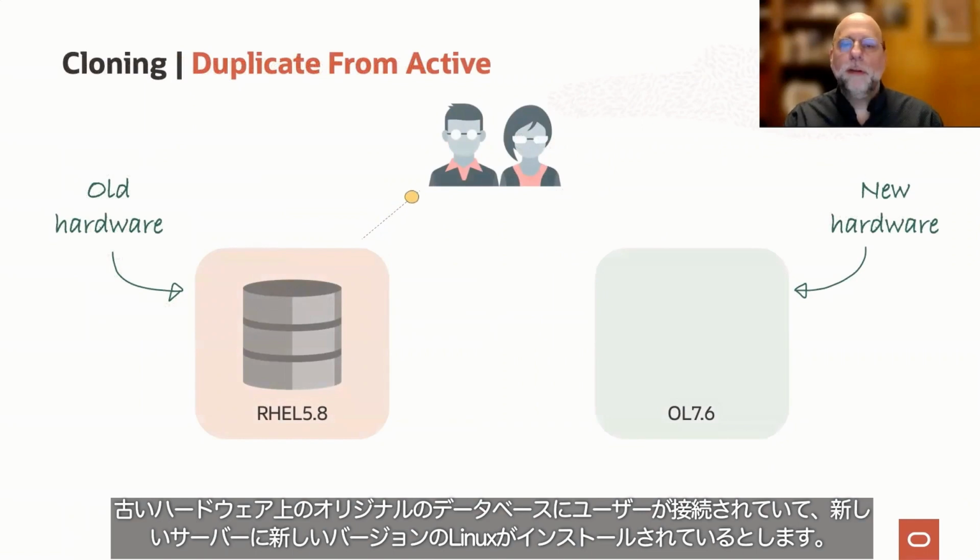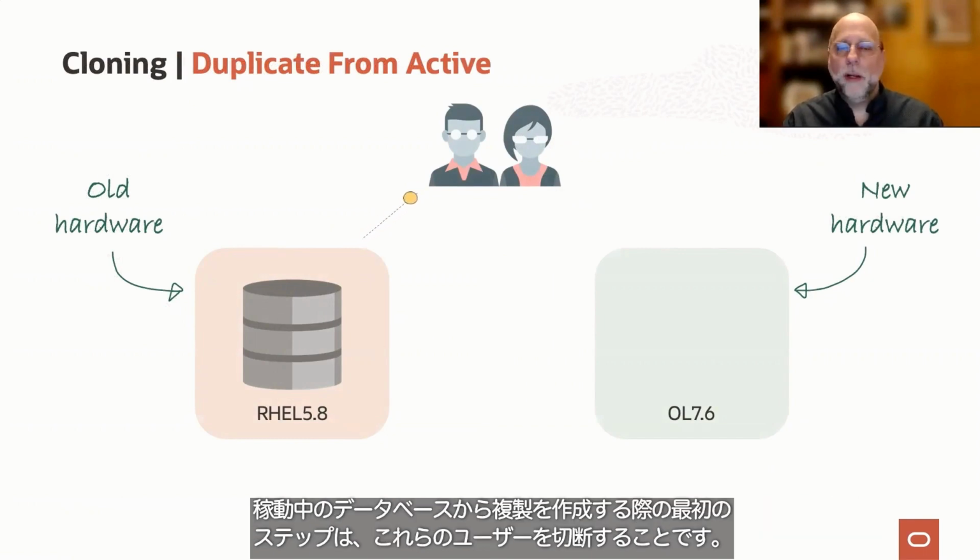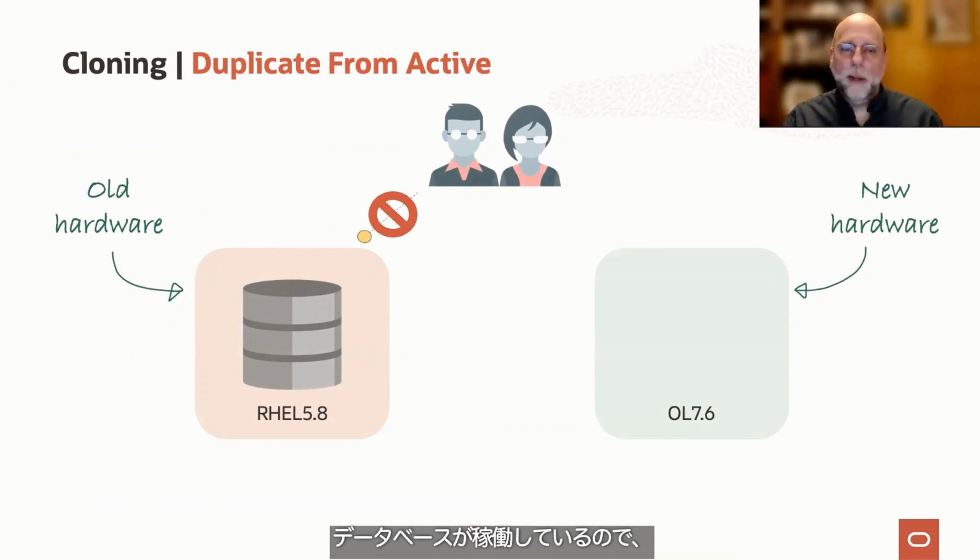Let's say you have your users connected to your original database on your old hardware, and you've got your nice new server in with a new version of Linux on it. The first step when you're doing a duplicate from active database is we're going to have to disconnect those users. Now the database is up and running.